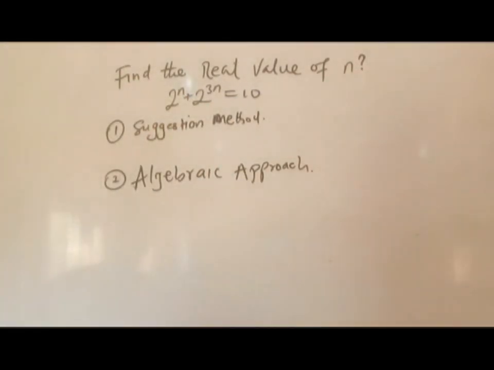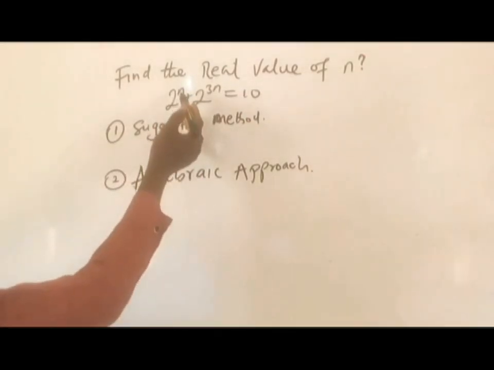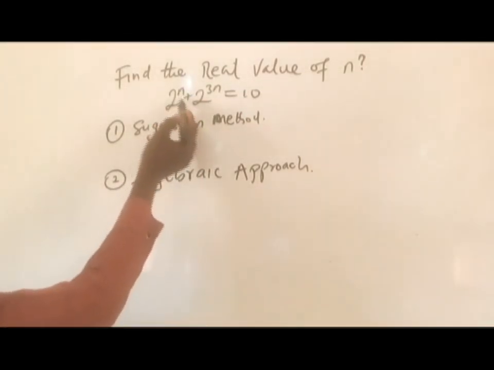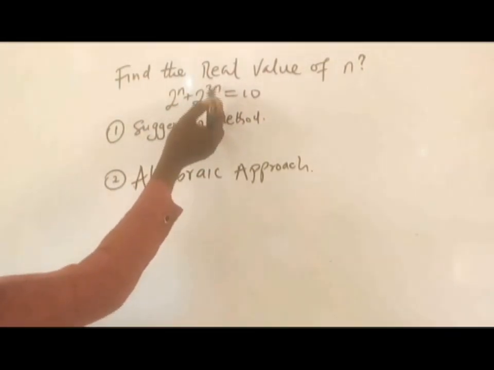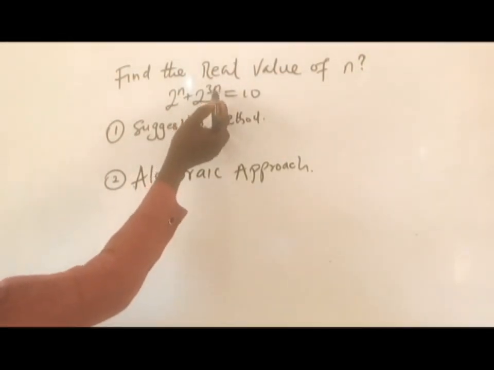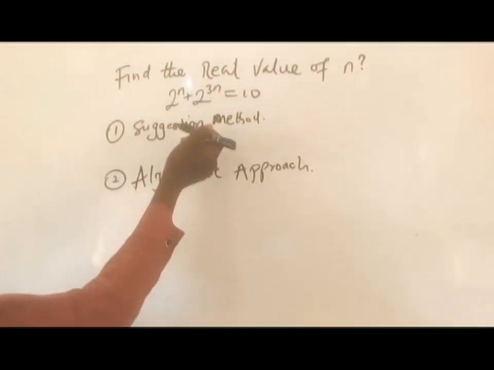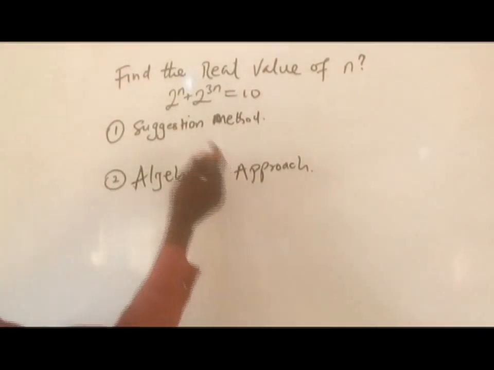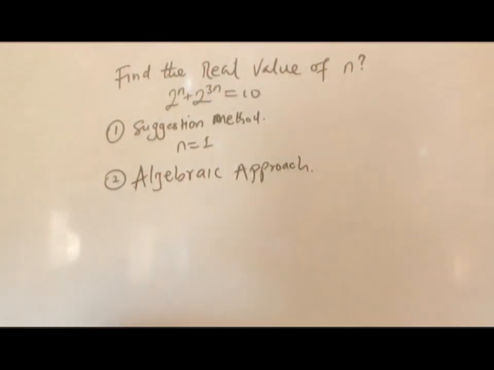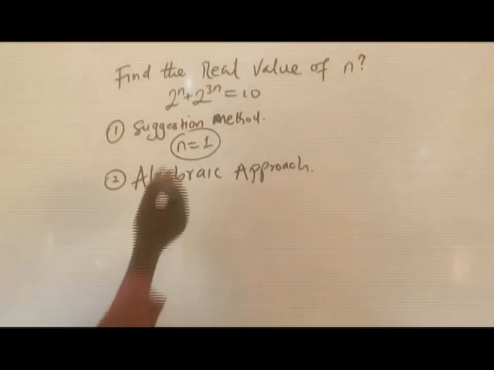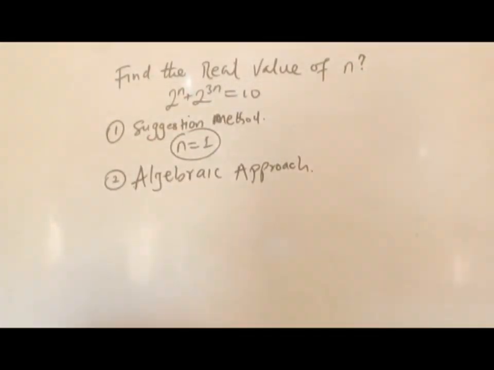I think if you suggest n to be 1, here we have 2, and here we have 8, because 2 raised to 3n, with n being 1, gives 3 times 1, which is 3, and 2 raised to 3 is 8. Therefore 2 plus 8 equals 10. So for n equal to 1, this equation is true. By suggestion we can even say we are finished, because the value of n is 1 based on this observation. But sometimes in a question like this, there may be more than one solution.